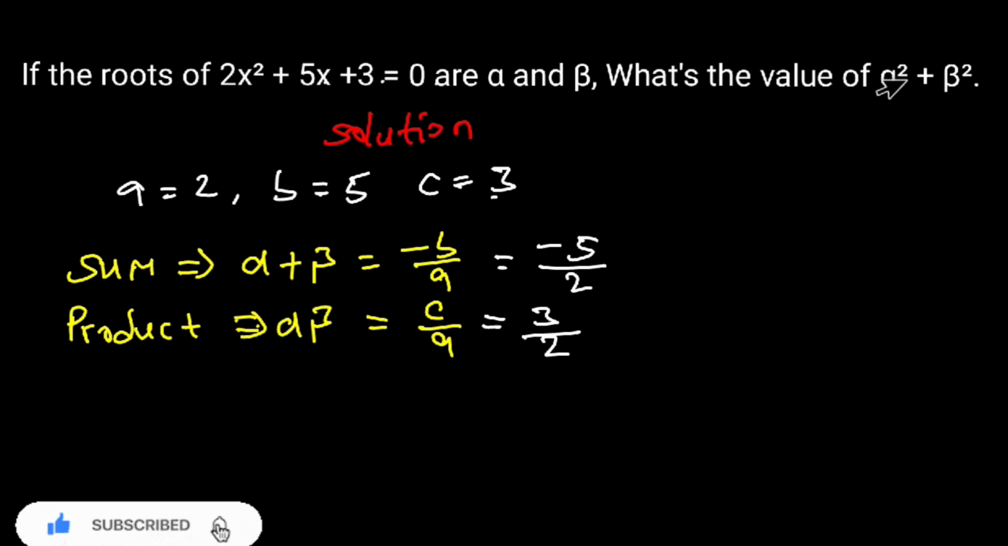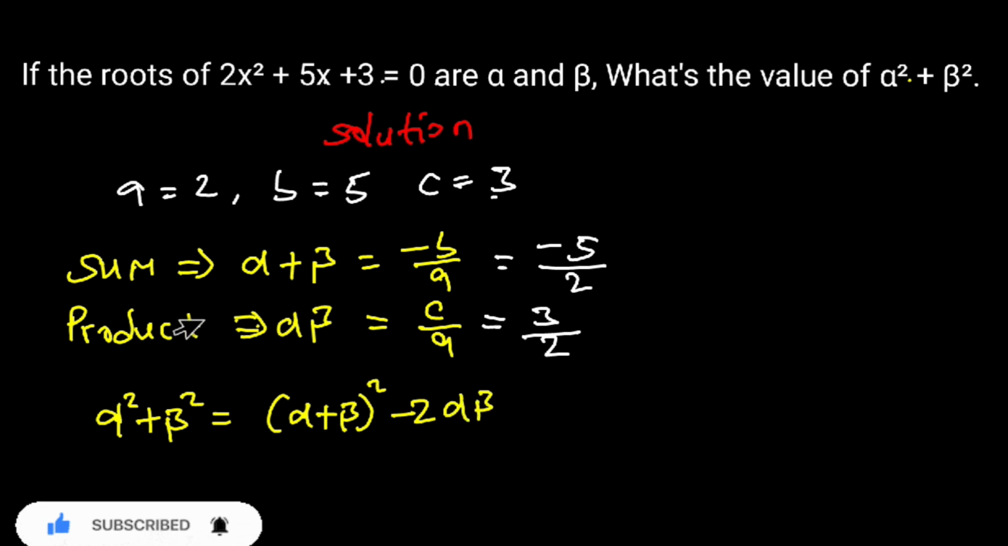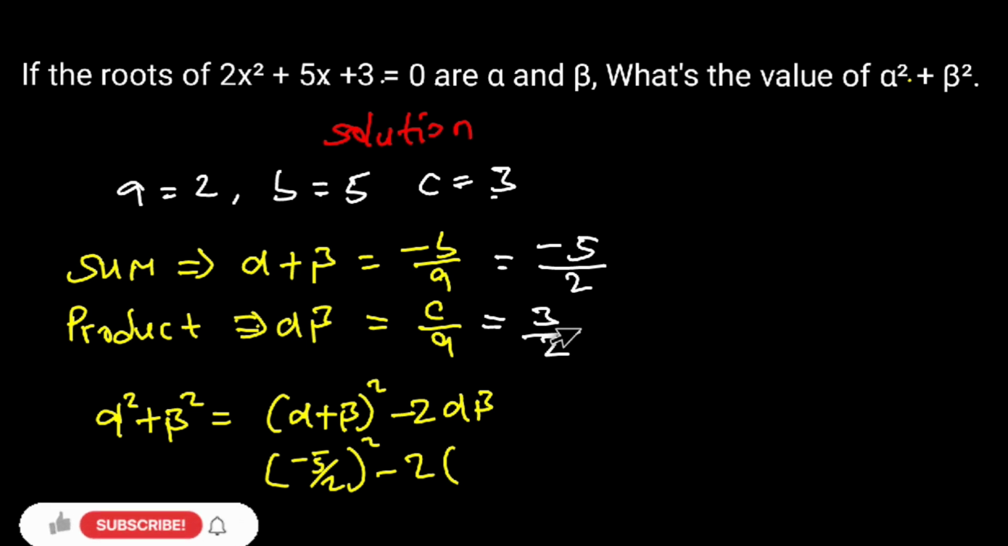Then we are asked to find the value of alpha square plus beta square. So we know that alpha square plus beta square is equal to alpha plus beta all square minus 2 times alpha times beta. So if we substitute the value of alpha plus beta and alpha times beta into this expression, we're going to have alpha plus beta is negative 5 over 2 all squared, then minus 2 multiplied by alpha times beta, which is 3 over 2.